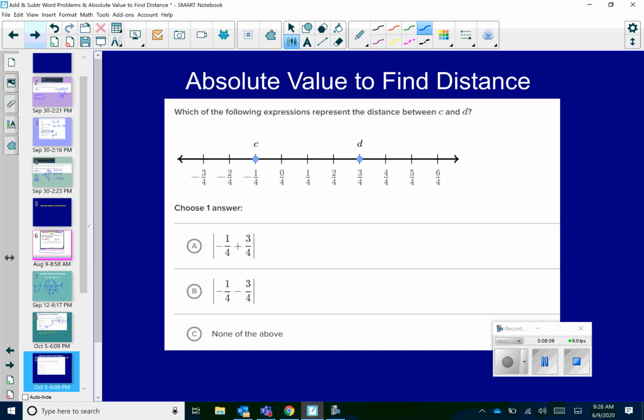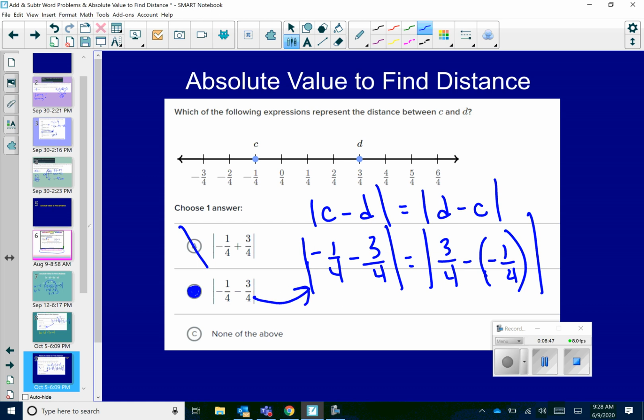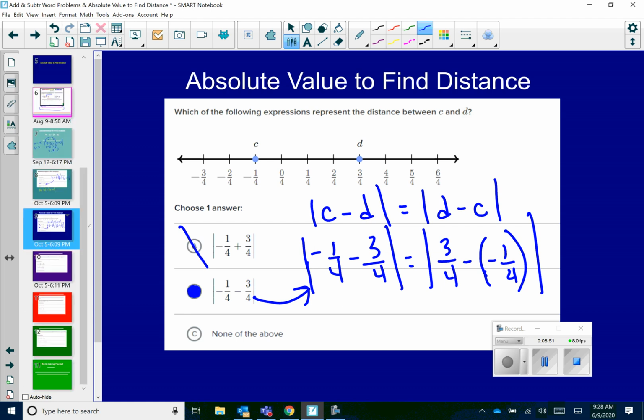Which of the following expressions represents the distance between C and D? So instead of A and B now, we're using the absolute value of C minus D equals the absolute value of D minus C. So let's go ahead and plug those in. -1/4 minus 3/4 equals the absolute value of 3/4 minus -1/4. Let's see, do any of these answer choices match? Well, clearly A does not because this is addition. And look at B. B is identical to what I have right here, which means that B would be the correct answer for this one. Let's try another one.